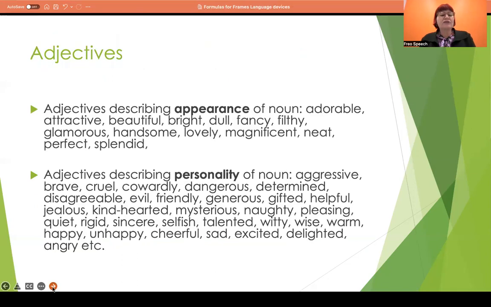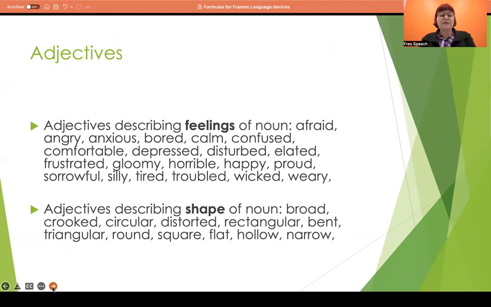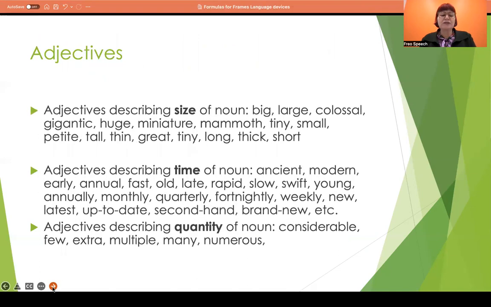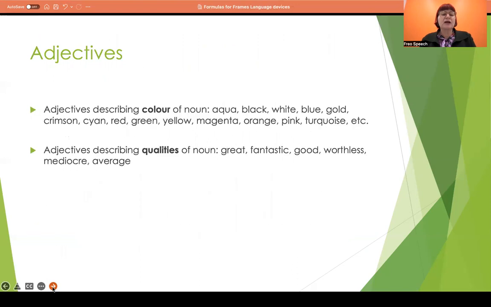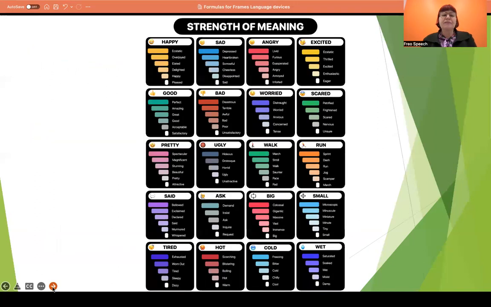And here are some adjectives of appearance and personality and feelings and shape, size, time, quantity, sound, taste, touch, colour and qualities. And it's a good idea to have charts up with those headings, so appearance, qualities, colour, so that students know that they are the types of adjectives, they're the categories that they can choose from.